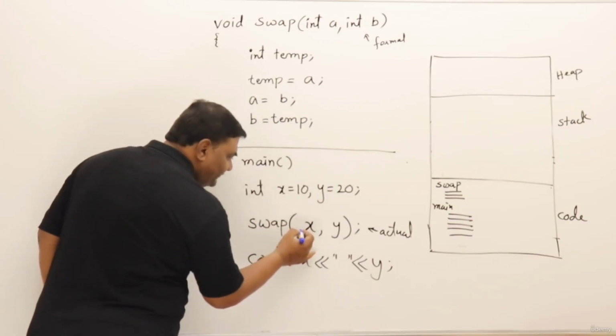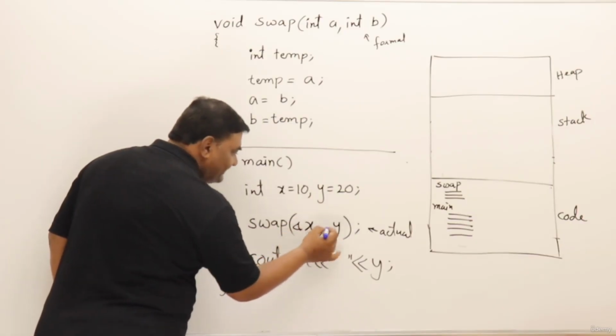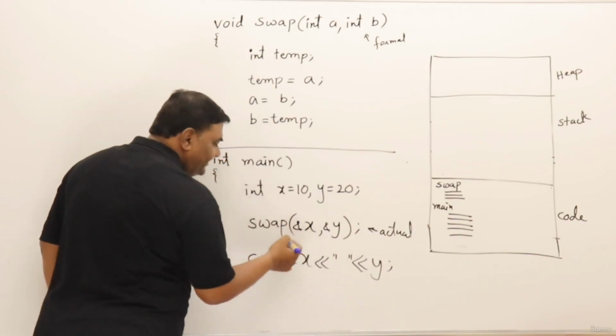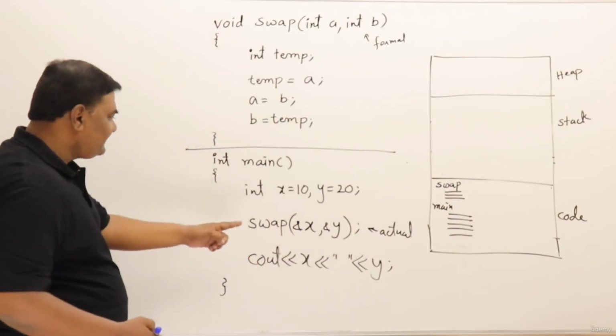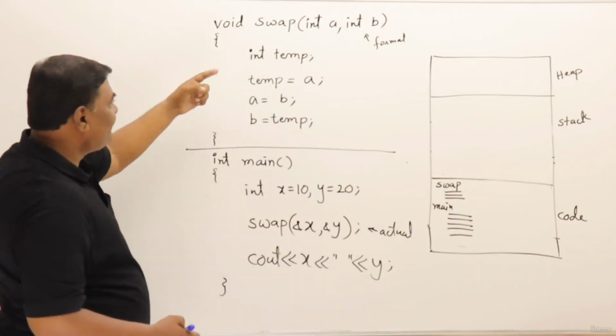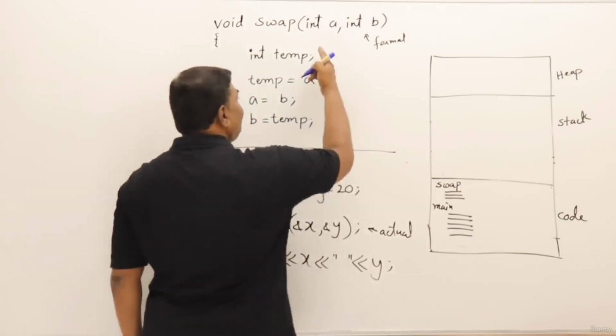So it will not send the values. Now it will send the addresses. Ampersand means the address of a variable. So it will send the addresses of these variables to swap function. Then who can take addresses?